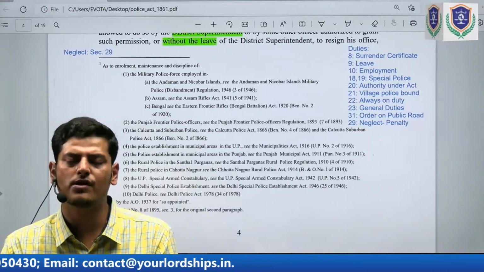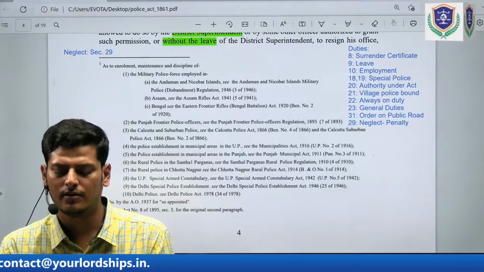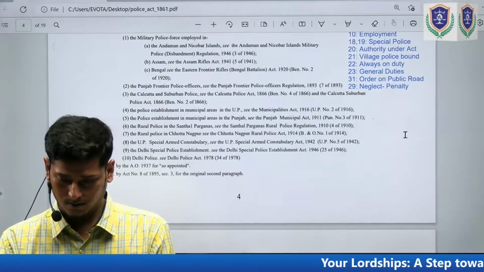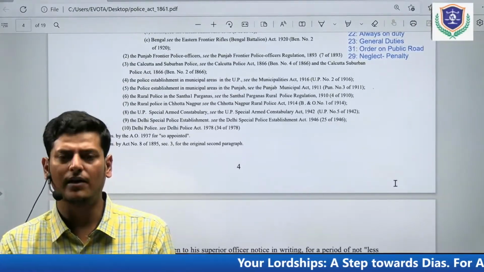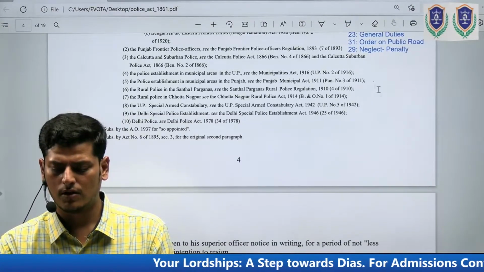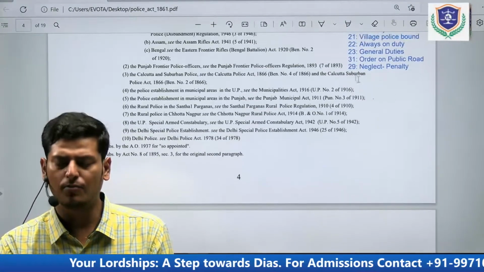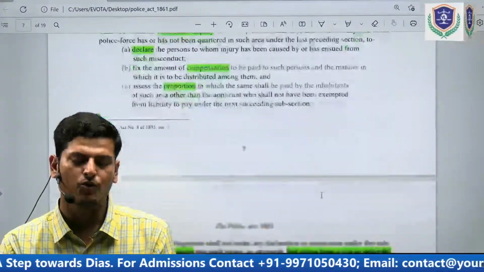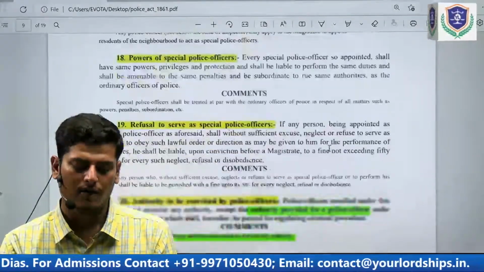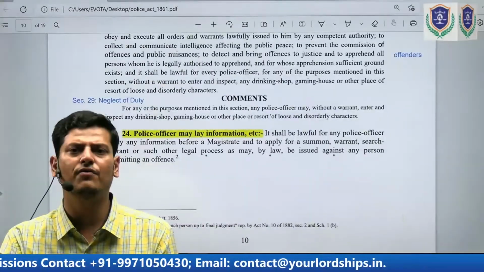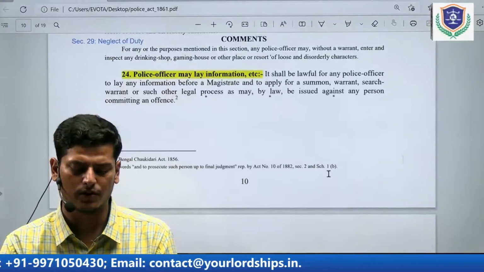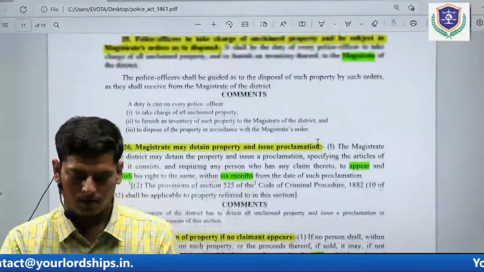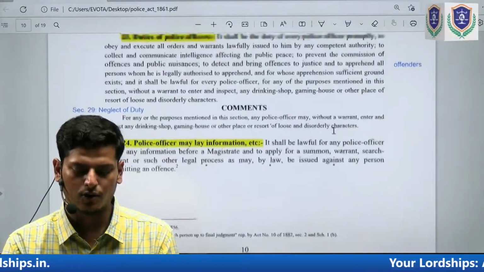Then general duties we have just now covered, section 23. And then 31, another duty which is there, to maintain order on the public road. This one is also duty to maintain order on the public road, section 31. And when neglect is there of such duties, then accordingly we have section 29. Section 7 is different. Section 7 is departmental proceedings only.